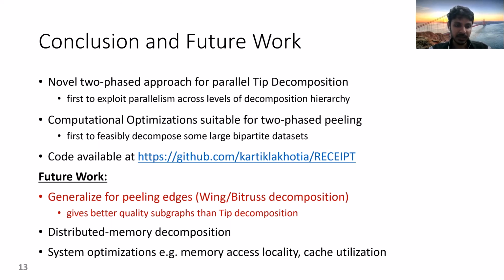And secondly, because it takes so much time to compute the decomposition, it is natural to scale it on distributed memory systems where you can get more computational resources, potentially more parallelism. And this approach might be suitable as well because we are creating these independent tasks which do not need to communicate with each other. And lastly, we would also like to explore some system optimizations to improve the cache and memory performance, which have been shown to affect graph algorithms in the past.